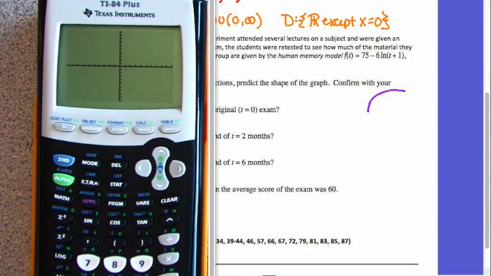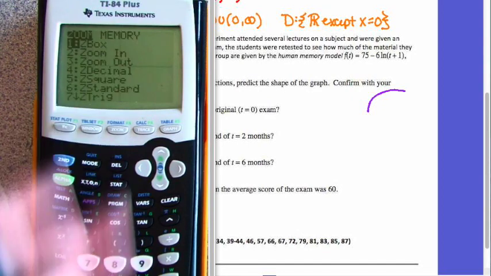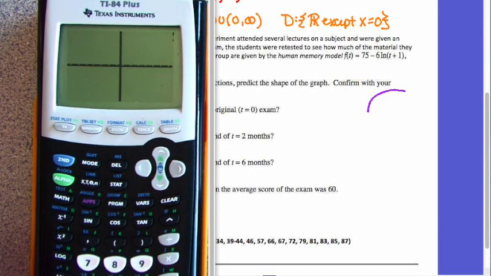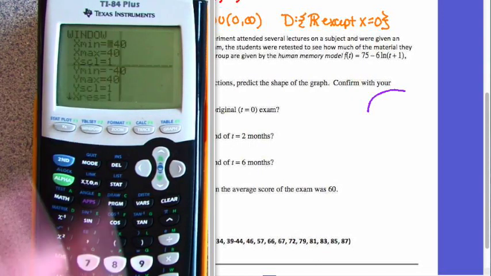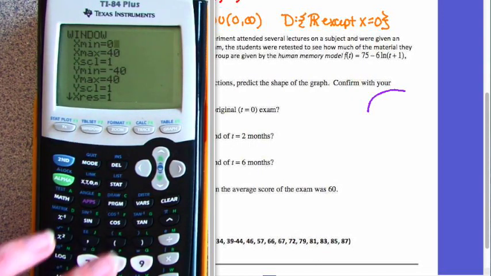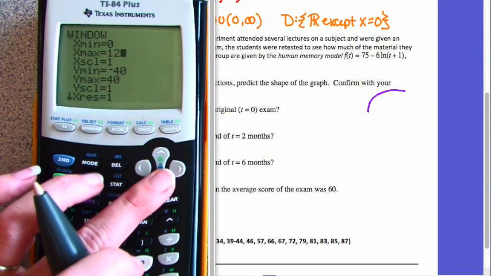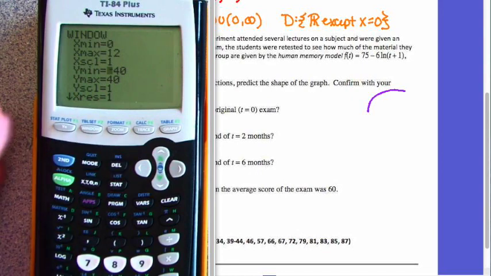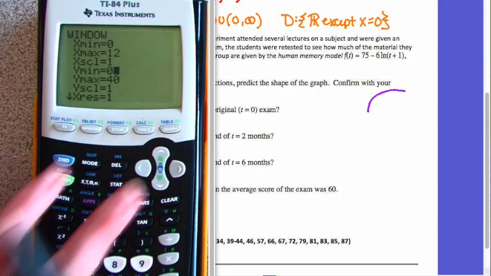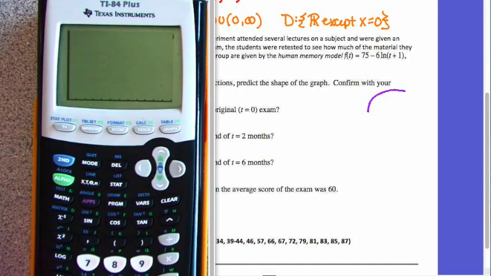Okay. If we don't see anything, the reason why is because we've been shifted. So we're going to zoom out a good bit here, because that 75 actually shifted me up a good bit. Still not enough, is it? Okay, so for my window, let's go 0 to 12 because that was my months. And then up here, let's go y minimum of 0, but a y maximum of 100. And now let's see what happens. Uh-oh! My prediction over here wasn't the same. Why not?